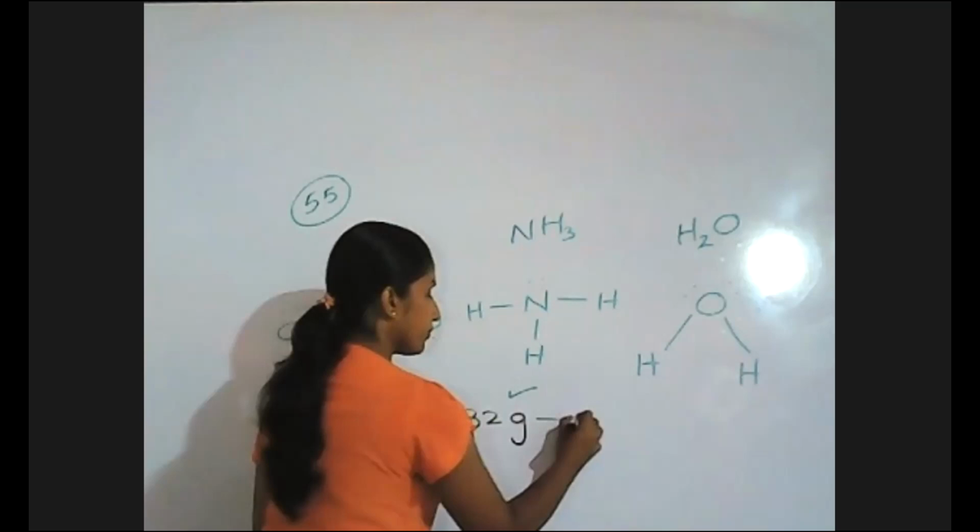Second question. What is the mass of glucose, C6H12O6, required to prepare 1 decimeter cubed of a 1 mole per cubic decimeter glucose solution? The concentration of the solution that we are going to prepare is given. The concentration is 1 mole per cubic decimeter.